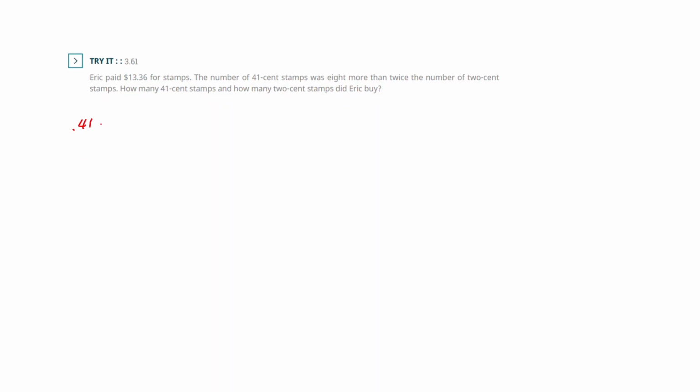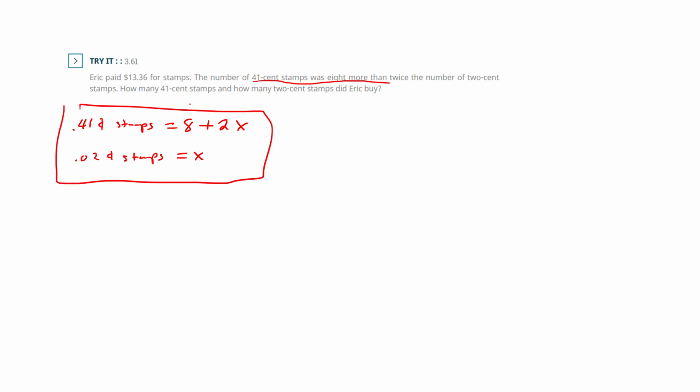So I've got 41-cent stamps, and I have 2-cent stamps. Okay, once again, we can build this off of the other one. So this is going to be my I don't know. So I can build 41 cent off the other one. 8 more than twice the 2-cent stamps. Okay, so 2-cent stamps obviously cost 2 cents.